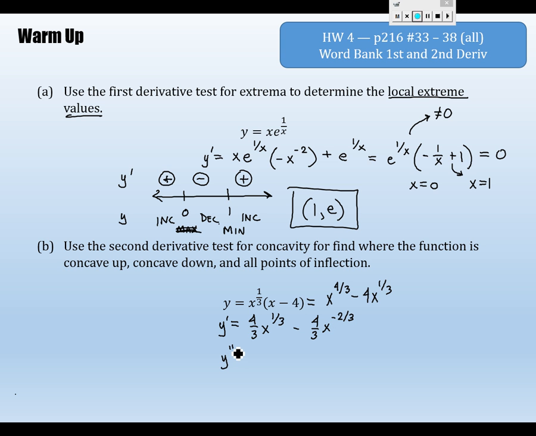And for y double prime we need 2, right? So is that 4/9 x to the negative 2/3? Oh my, 8/9 x to the negative 5/3. Yeah? All right, so then we seek places where the second derivative, now we're trying to test for points of inflection and concave up, concave down intervals.